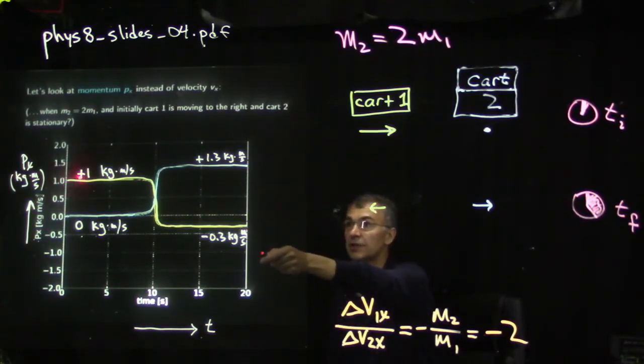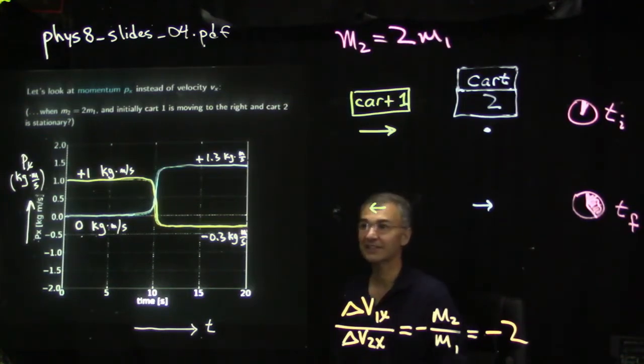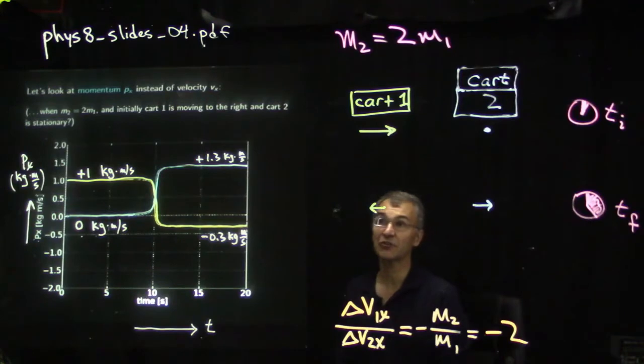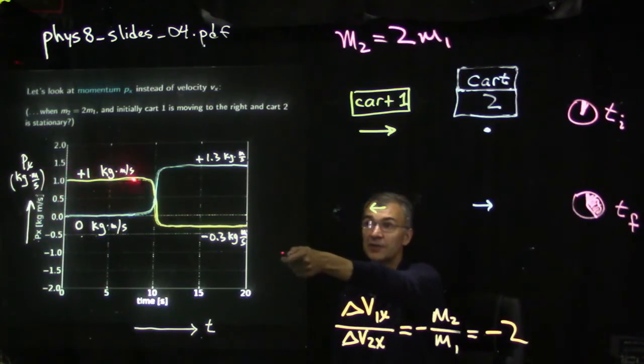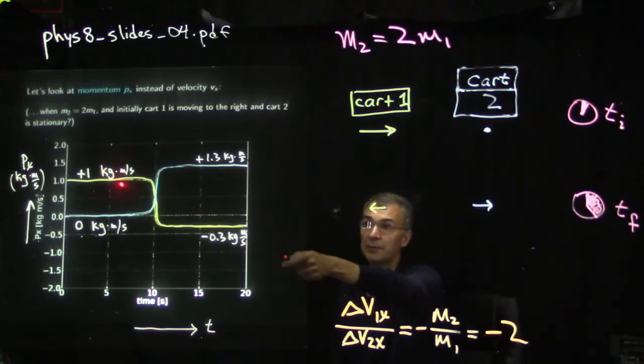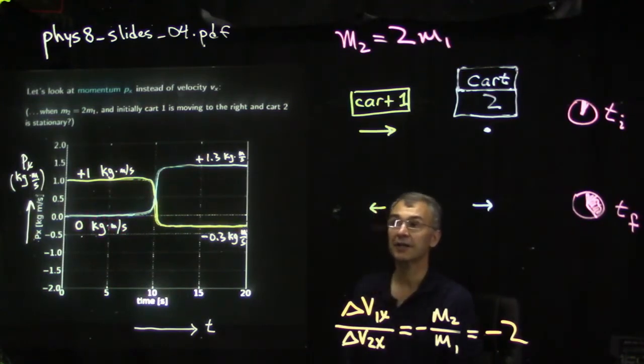So we see cart 1 goes from +1 kilogram meter per second down to minus 0.3. That's a change of minus 1.3 kilogram meters per second. And cart 2 goes from 0 up to plus 1.3. So that's a change of plus 1.3 kilogram meters per second. So cart 1 experiences a change of minus 1.3, and cart 2 experiences a change of plus 1.3. The two changes are equal and opposite. So that makes sense. The momentum lost by cart 1 equals the momentum gained by cart 2.